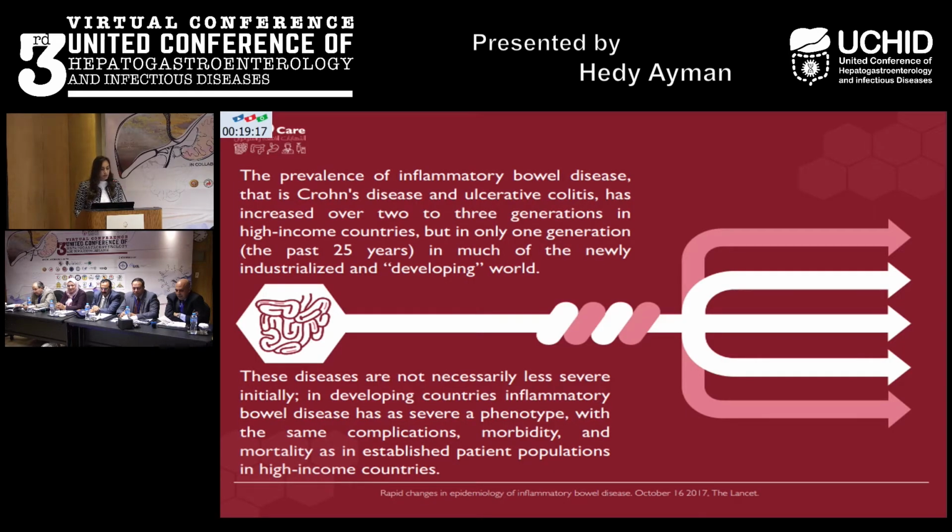The prevalence of inflammatory bowel disease, including Crohn's disease and ulcerative colitis, has increased over 2 to 3 generations in high-income countries. However, it has only increased in one generation over the past 25 years in much of the newly industrialized and developing world, including countries such as Egypt. In developing countries, inflammatory bowel disease has a severe phenotype, which has the same complications, morbidity, and mortality as in established patient populations in high-income countries.